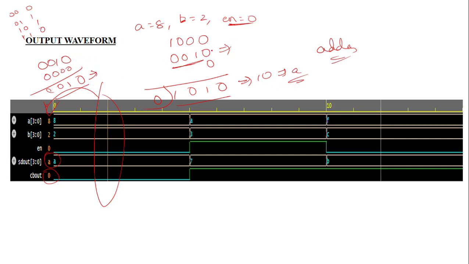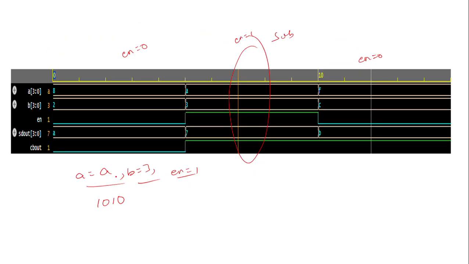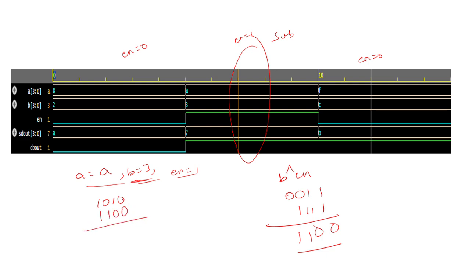But remember that the second input is going to be B XOR the enable pin. So now B is XORed with the enable pin, meaning B value is equal to 3 and the enable pin value is 1. So 0 0 1 1 XOR 1 1 1 1 is 1 1 0 0. Here we can use the enable pin also. You just use the XOR operation, and then you use add only. No need to do subtraction, so it acts like a subtractor.